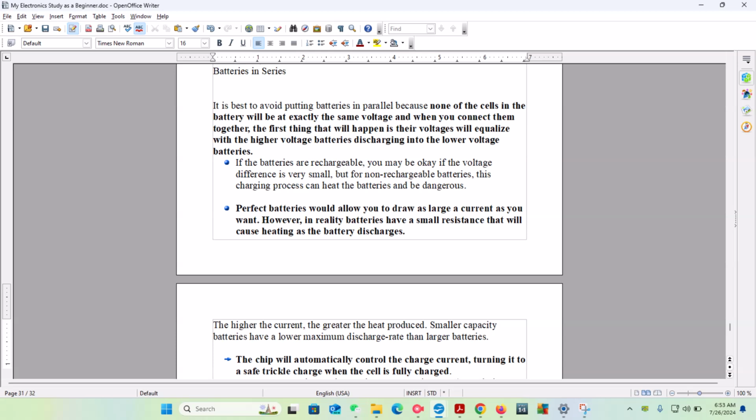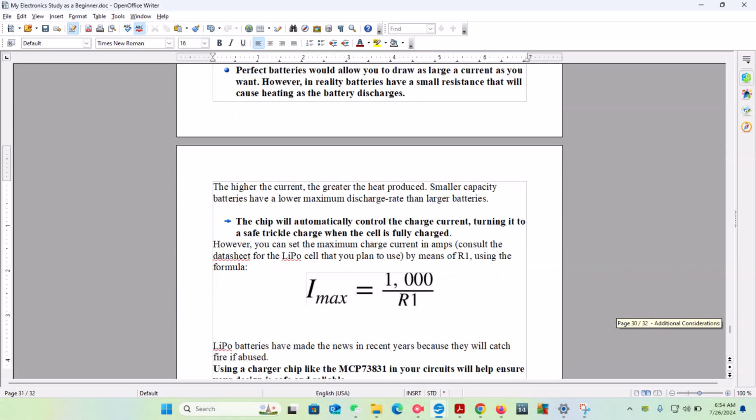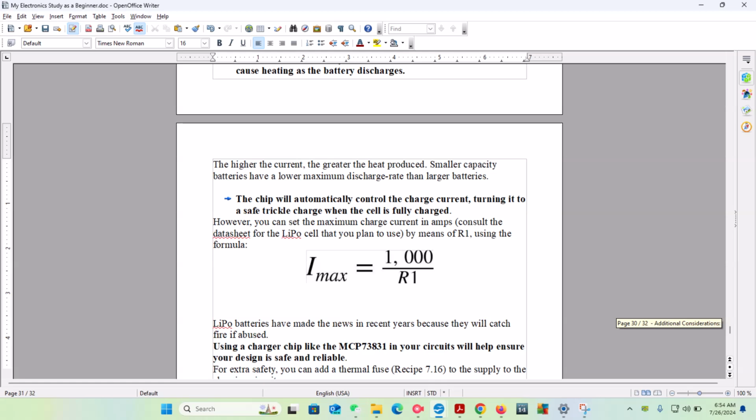Smaller capacity batteries have a lower maximum discharge rate than larger batteries. Why? Because larger batteries have more stored power inside of the battery itself. Now the chip will automatically control the charge current, turning it to a safe trickle charge when the cell is fully charged. However, you can set a maximum charge current in amps or ampere.